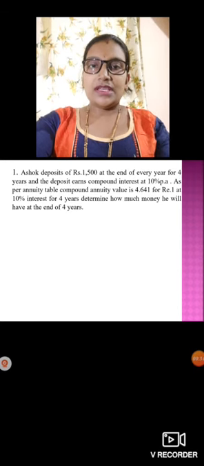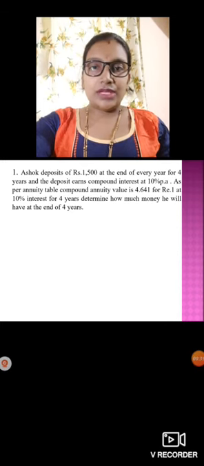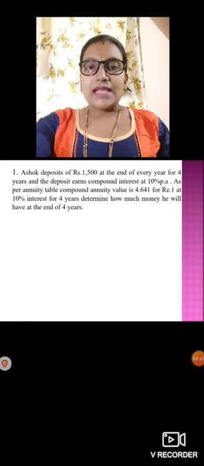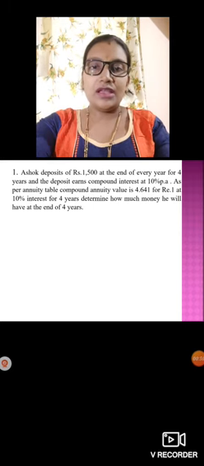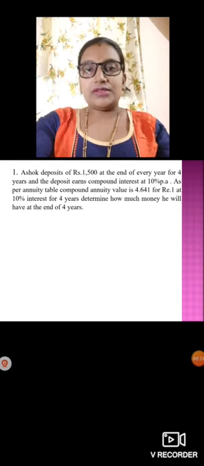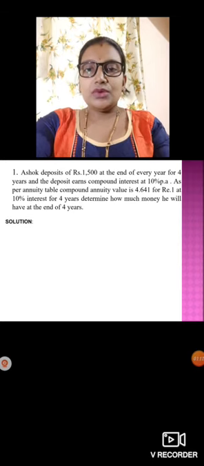Okay. First problem we will see. Ashok deposits rupees 1,500 at the end of every year for 4 years, and the deposits earn compound interest of 10% per annum. As per the annuity table, compound annuity value is 4.641 for rupee 1 at 10% interest for 4 years. Determine how much money he will have at the end of 4 years. Now, how much amount are we having? Principal amount, the amount invested, is 1,500, and you only have to consider the annuity table value here, which is 4.641. Okay. So the solution we will see.